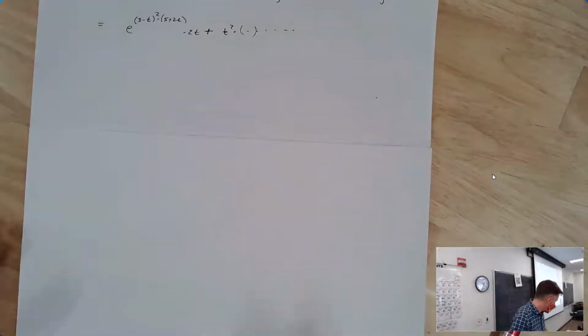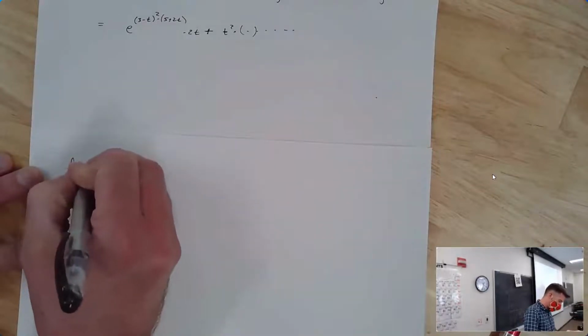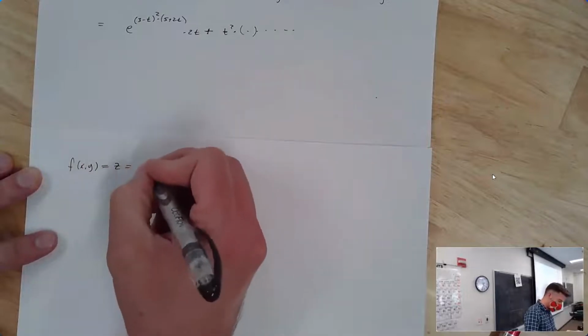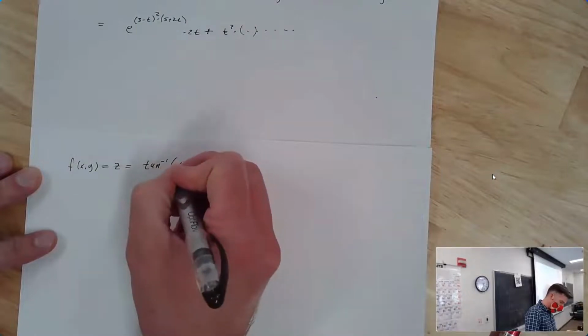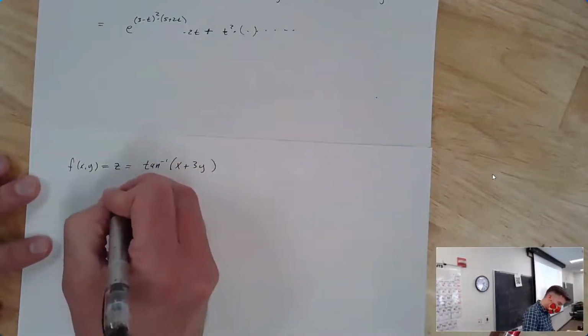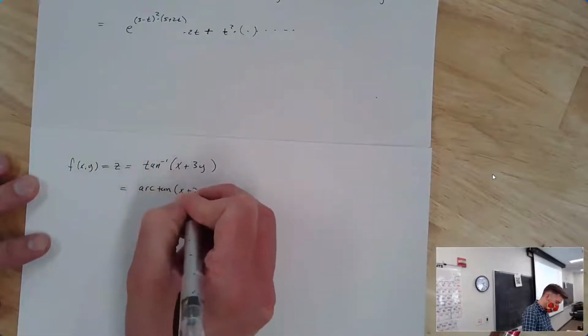So let's say we have the following. Let's say we had our function of x comma y, or sometimes we just call it z. Let's say that that's equal to the inverse tangent of x plus 3y. Or if you prefer, you could alternatively call it the arc tangent of x plus 3y.